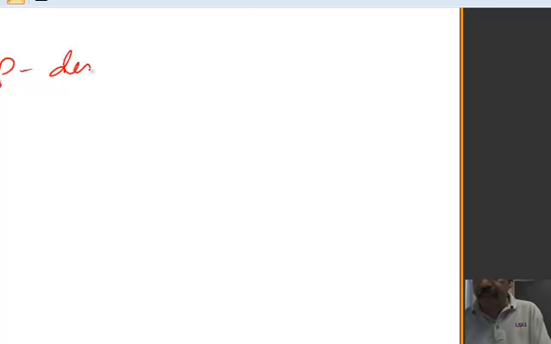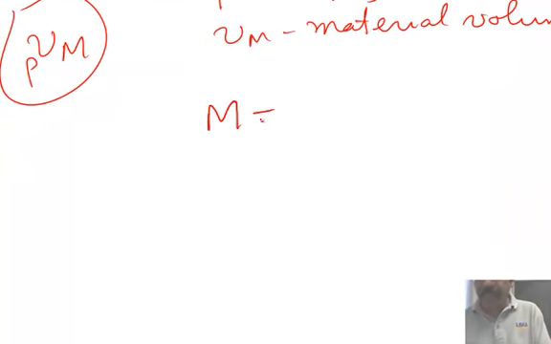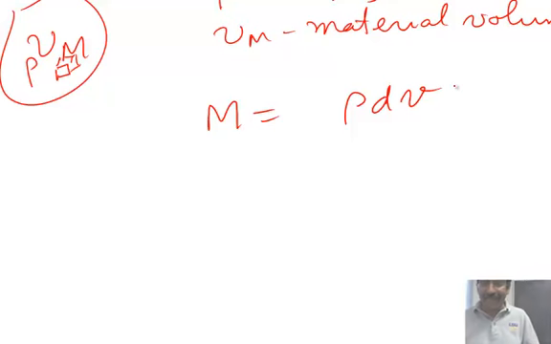Rho is the density and Vm is the material volume. So if m is the mass, how would I calculate the mass of that material volume? You take a small elemental volume there. The density in the small elemental volume is rho, multiplied by dV, that elemental volume, and then integrate it. Integrate it over what? Over the entire material.